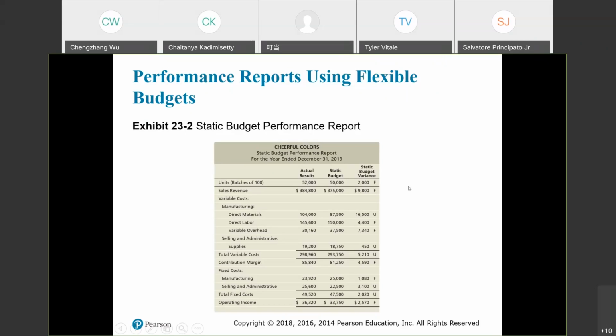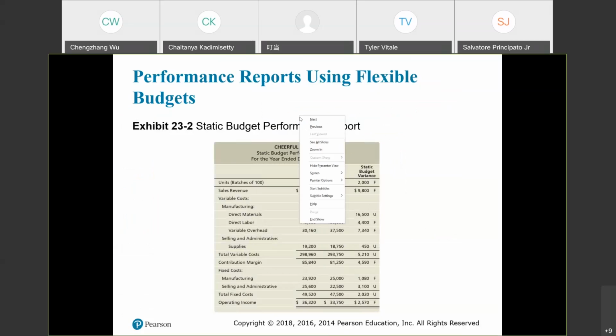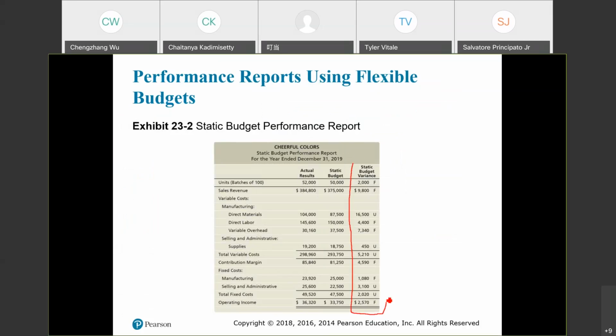As we can see in this static budget performance report, we list the difference between the budgeted amount and the actual results in another column. That is called the variance, the static budget variance. Again, static budget variance shows the difference between actual results and the static budget.